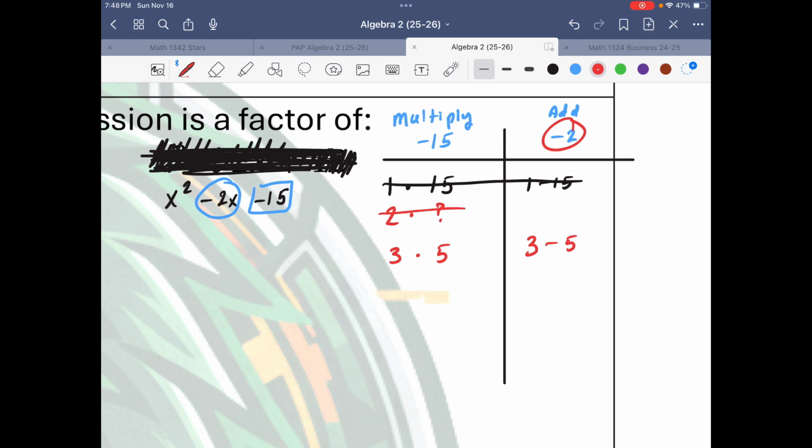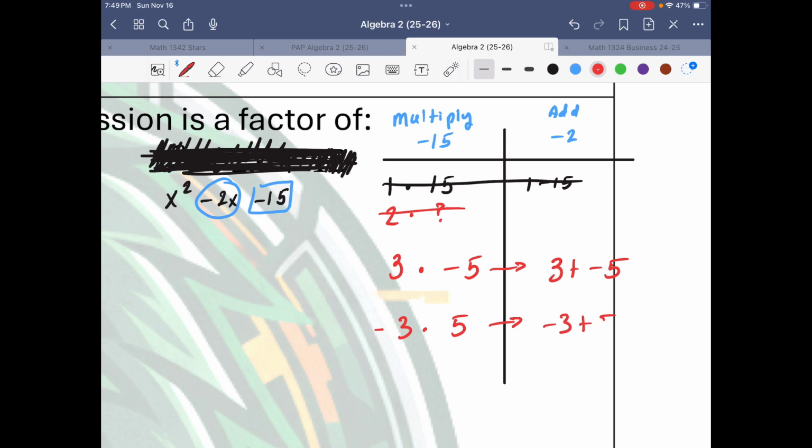Okay, now that I know that it gives me a 2, I can start playing with the signs, okay? Because I know it's either got to be 3 times a negative 5, or I have to know it's going to be a negative 3 times a positive 5. And you check it over here. You do 3 plus a negative 5, or is it going to be negative 3 plus 5? Which one of those gives you a negative 2? This gives you a negative 2. Which means your answer would be x with a positive 3 and x with a negative 5. And those are your answers.